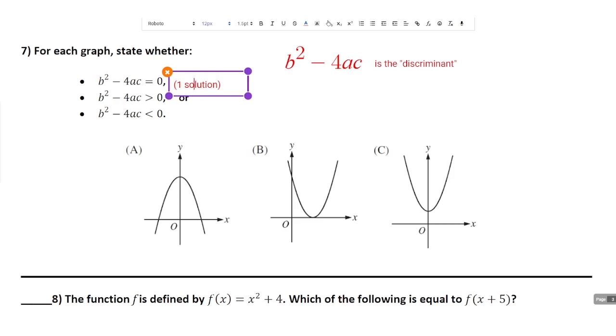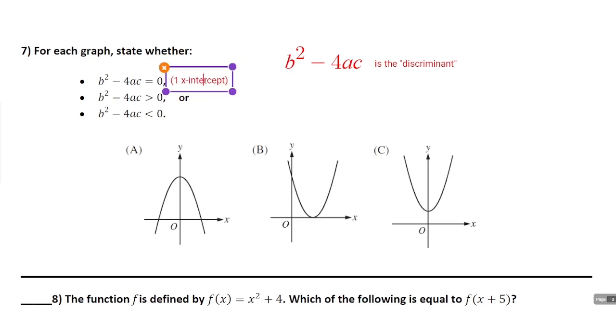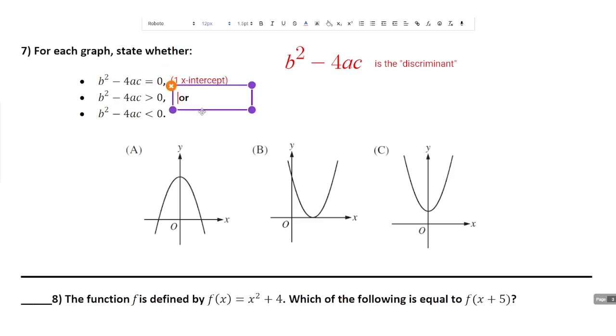And the way that's going to be represented on the graph is as an x-intercept. So as long as there's 1 x-intercept, you can say that the discriminant equals 0. If the discriminant is positive, then you'll have 2 real solutions, so you'll have 2 x-intercepts. Maybe I'll put it over here.